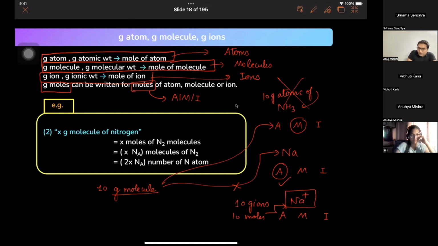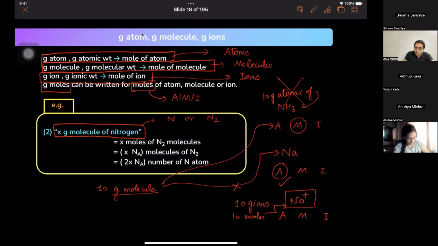So if a question is given X gram molecule of nitrogen, what do you mean by this? Think about it. X gram molecule of nitrogen is given. What is the meaning of it? It is N2 or N? Decide. Written gram molecule. It is N2 or N? Very good. Because N2 is a molecule.